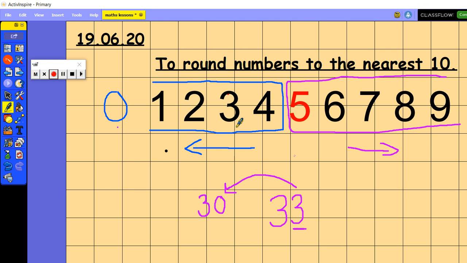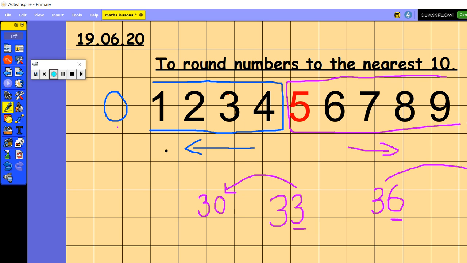Now, this time when I roll my dice, I get the number 36. Now, 36 ends in 6. So I know from my rule up here that 6 needs to be rounded up. I'm not going to round it up to 10 because my number is a lot bigger than 10. It's 36, so it needs to be rounded to the next 10 along. If I count 37, 38, 39, 40, it needs to be rounded to 40.